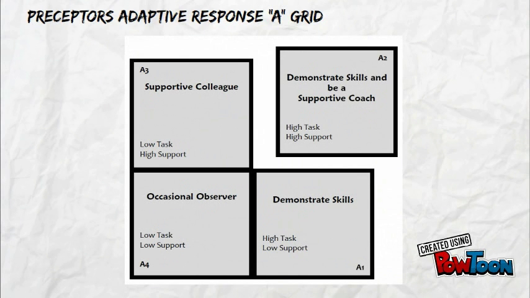In this slide, you'll see the preceptor's adaptive grid, or it's known as the A grid. The grid is laid out the same as the student D grid. The levels of task and support are inverse the student's level of competence and confidence.